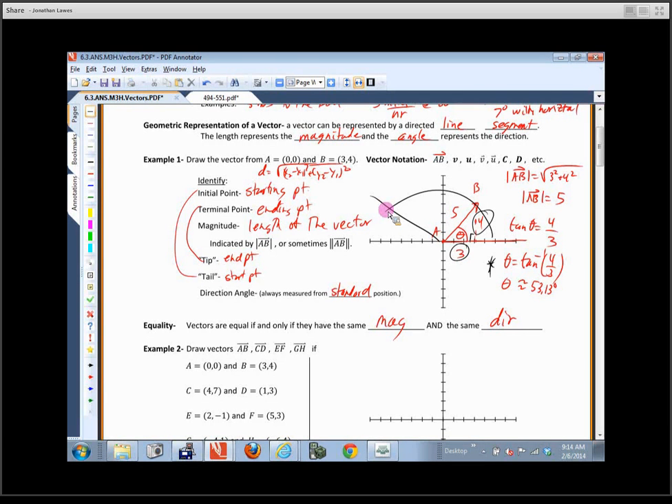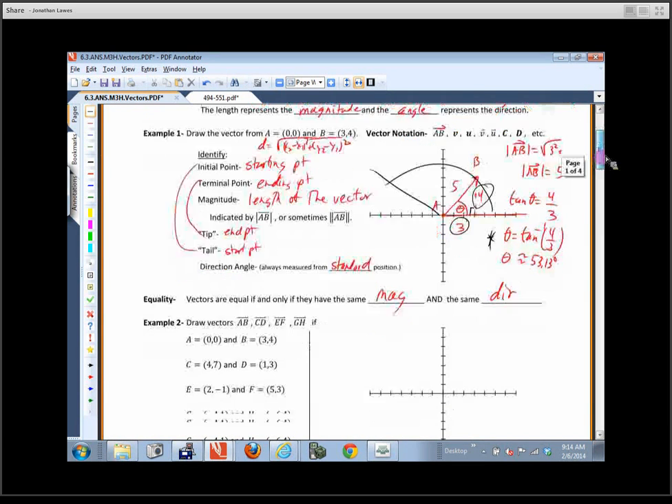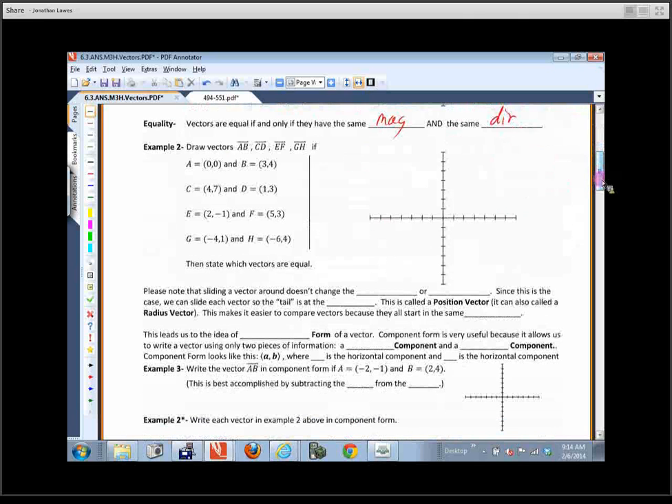Okay, so the thing we left off with is we were talking about how we can tell if two vectors are equal. And we said the only way they're going to be equal is if they have the same magnitude and the same direction. Both of those have to be the same. So we're going to draw a couple of vectors here. We're going to draw a vector AB again. So I'm going to go over 1, 2, 3 and up 4. Draw an arrow on the end, and that's vector AB.